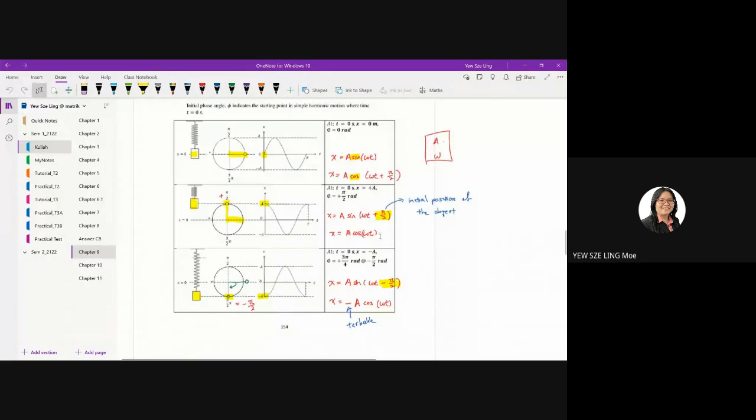Oh yeah, like this one. Okay, so imagine you have something that is oscillating. For the first diagram here, your object starts from the origin, therefore we have a sine graph.